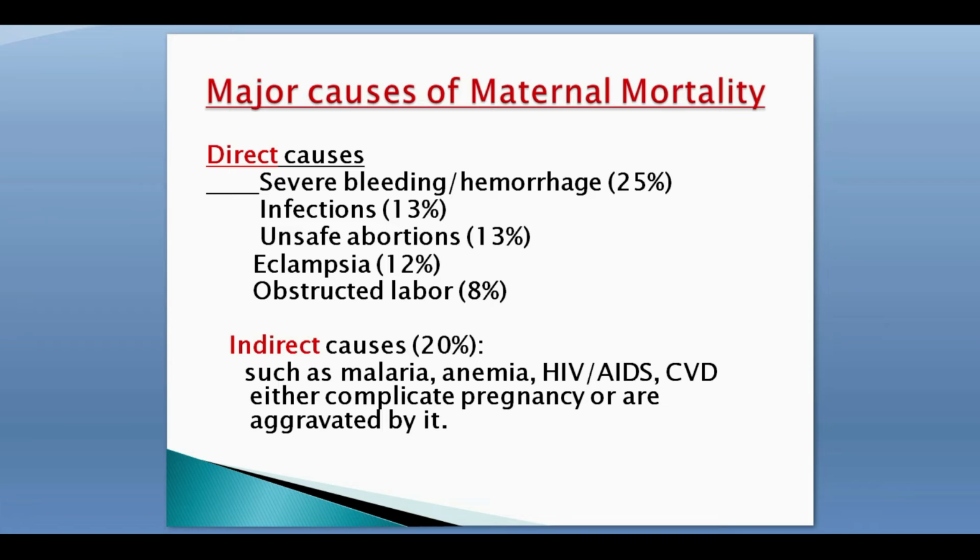Major causes of maternal mortality are direct causes and indirect causes. Among direct causes are severe bleeding or hemorrhage, infection, unsafe abortions, eclampsia, and obstructed labor. Among indirect causes are infectious diseases like malaria, anemia, HIV/AIDS, and cardiovascular disease. Either they complicate the pregnancy or are aggravated by it.